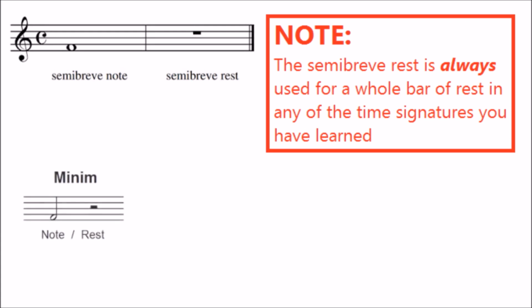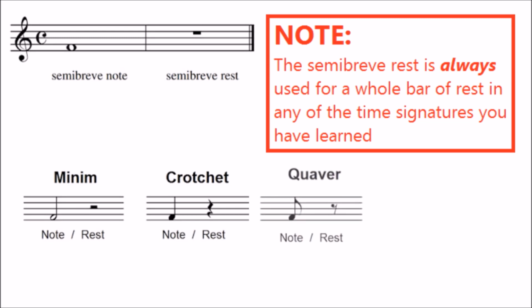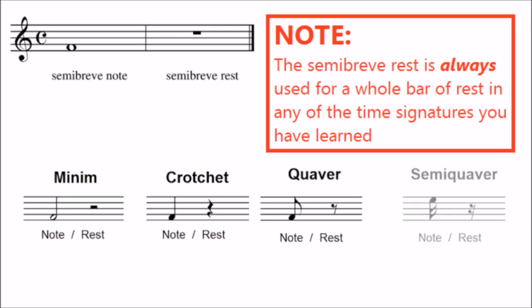And here is a minim note with its corresponding rest. Notice that the minim rest looks very similar to the semibreve, but there are very subtle differences. The semibreve rest hangs from the fourth line, and the minim rest sits on the middle line. And here are the corresponding notes and rests for crotchet, quaver, and semiquaver.